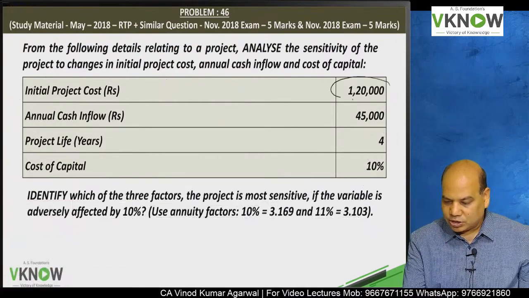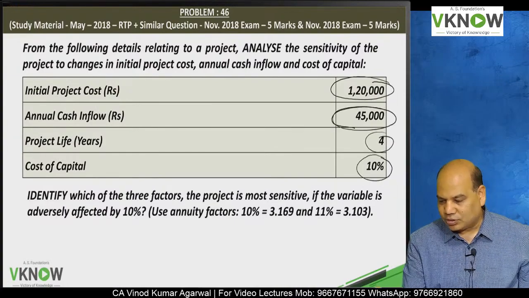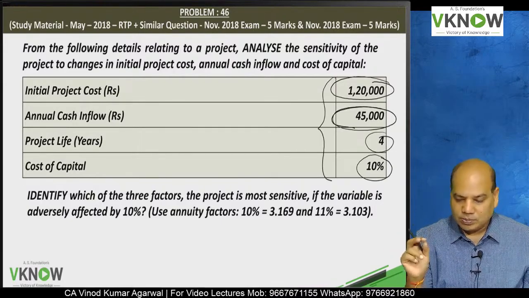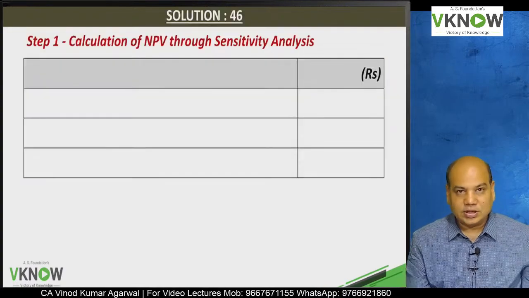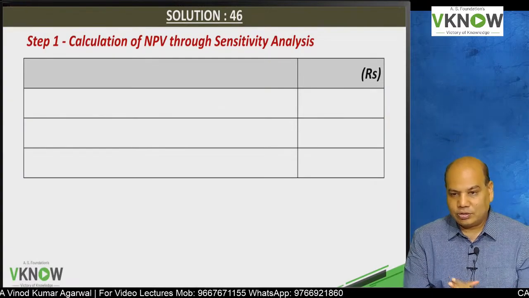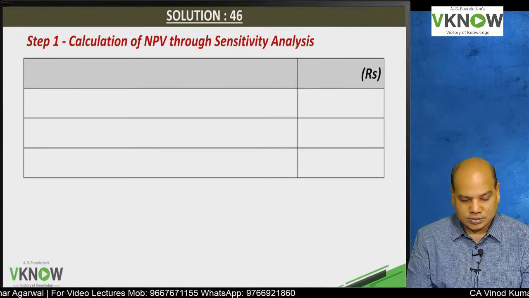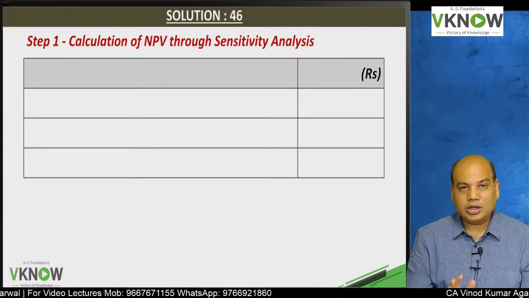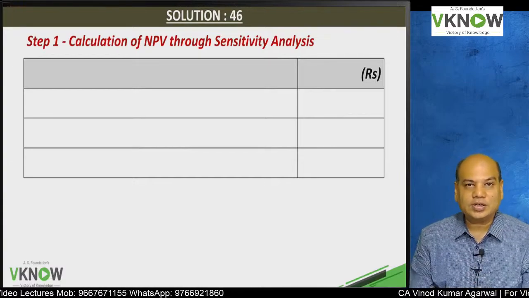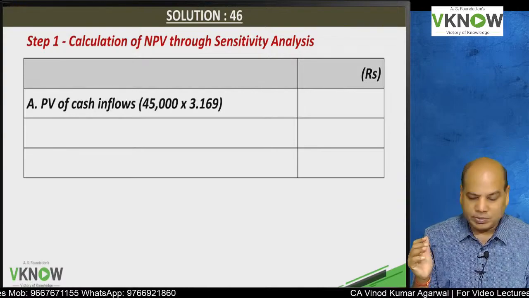You have an initial project cost, annual cash flow, life, and cost of capital. Using this data, first we'll compute NPV, then we will compare change in NPV. So write down in the notebook, step 1, practice in notebook, calculation of NPV through sensitivity analysis. Writing in the notebook in your own handwriting is more important than just reading the answer. If you write it, you will remember and understand it for a longer period.